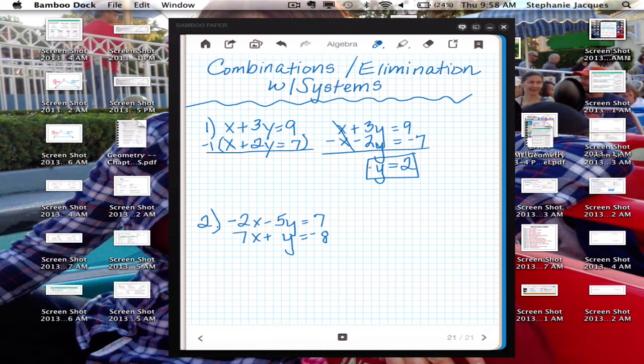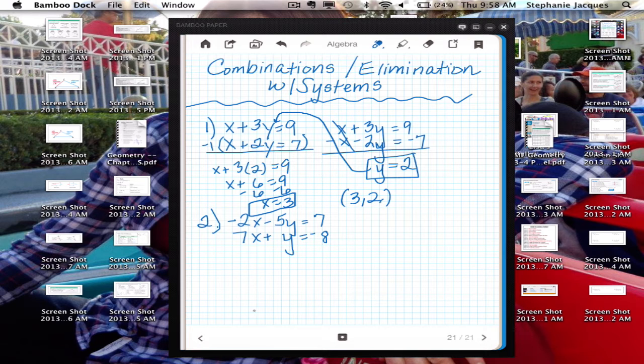Now I just take that y value and plug it back into one of my original equations. So I'm going to have x plus 3 times 2 equals 9. Now I'm going to solve for x. So I have x plus 6 equals 9. Subtract my 6, x equals 3. My point of intersection is going to be 3, 2.